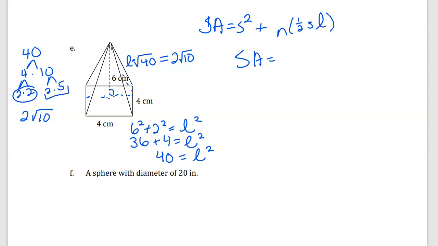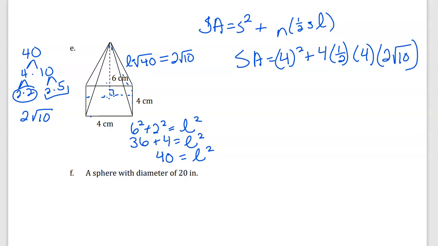So my surface area will be 4 squared plus I have 4 sides, 1, 2, 3, 4, times 1/2 times the length of my side, which is 4, times my slant height of 2 square root of 10. So 4 squared is 16. Half of 4 is 2. 2 times 4 is 8. I multiply by the number outside. 8 times 2 is 16. 16 square root of 10.